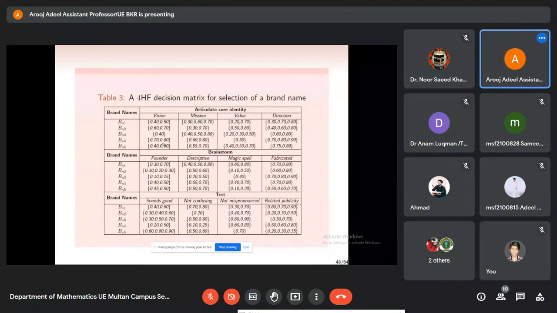Table 3 basically describes the 4 polar Hesitant fuzzy decision matrix. In this matrix, the 5 brand names chosen in the first slides of this example, and 3 criteria: articulate core identity, brainstorm, and test are given. Each criterion is further classified into 4 values, which are given in this form, and their membership values are also assigned here in Table 3. This is the first step of our proposed technique.